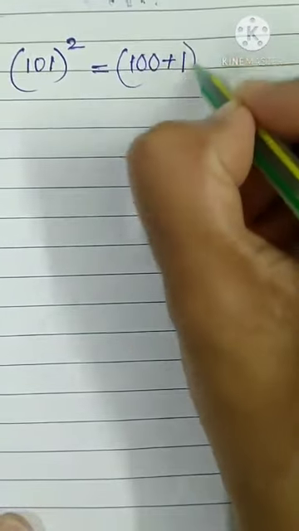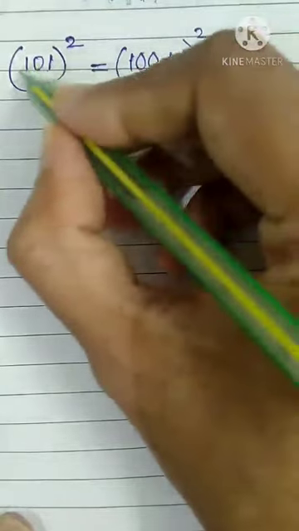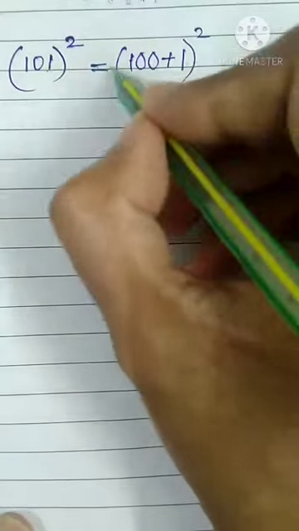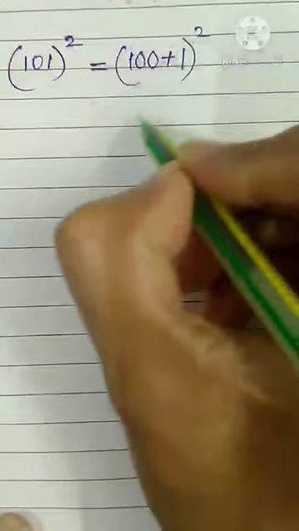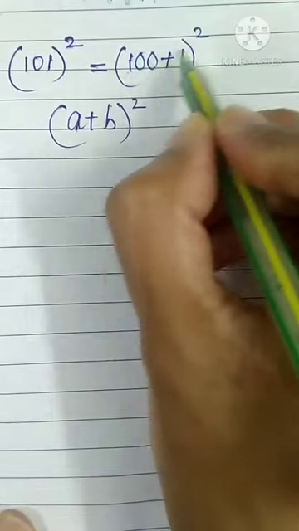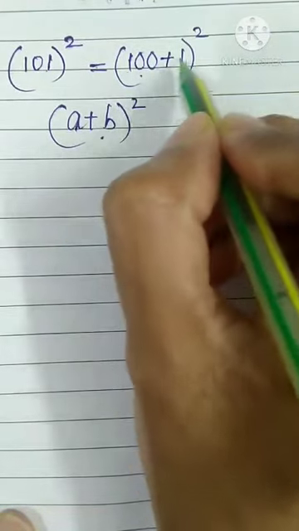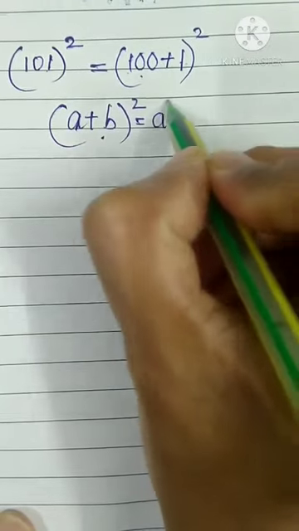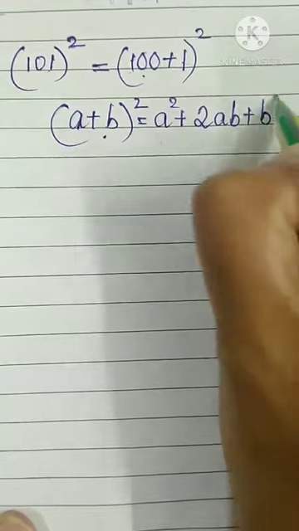So the whole square. 100 plus 1 is 101. So we are not changing the question. We only changed the way it looks because we have to apply formula. We know the formula of a plus b the whole square. So now this is looking like a plus b the whole square. A will be 100 and b will be 1. Expand. A square plus 2ab plus b square.